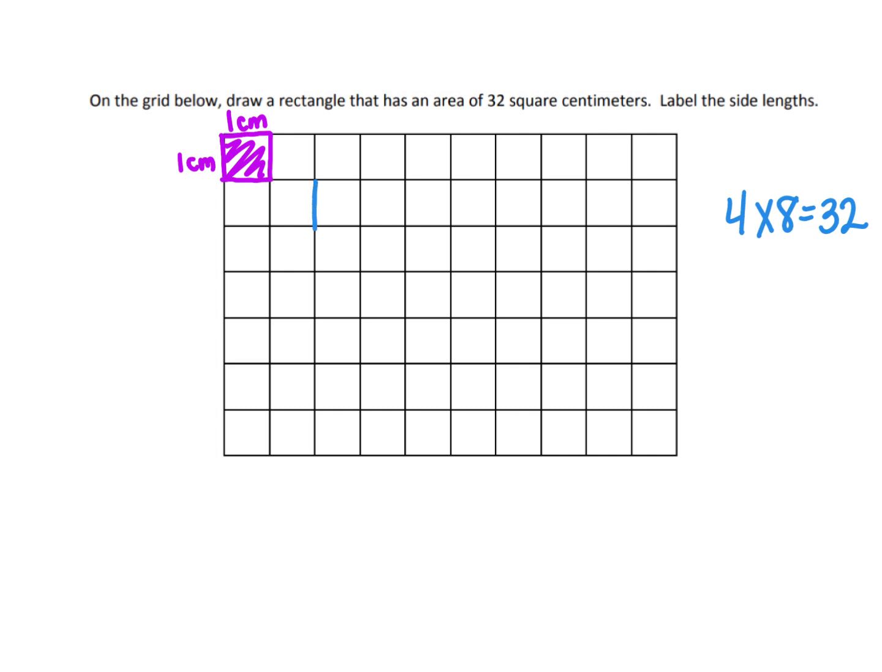So we'll have 1, 2, 3, 4. 1, 2, 3, 4, 5, 6, 7, 8. Down 4 again, and then over 8 again. This will equal 32 square centimeters. And we have to label our sides, so we'll have 4 centimeters and 8 centimeters.